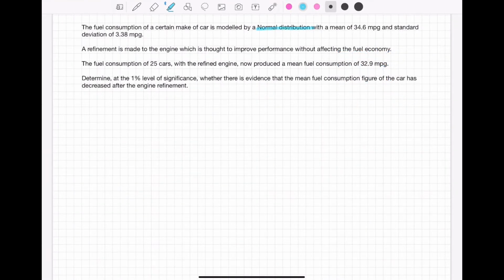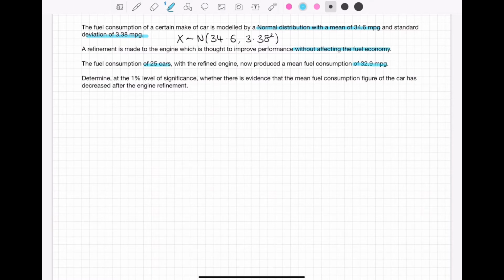Now, an even more interesting example about fuel consumption. So we have a normal distribution, which is what we like, mean of 34.6, standard deviation of 3.38. So we have a refinement made to the engine, which is thought to improve performance without affecting fuel economy. Quite a pointless sentence, but let's see what we've got to do with that.